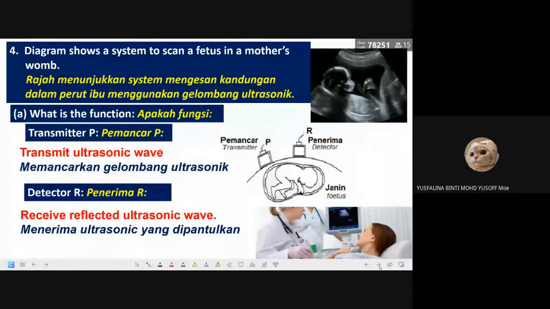Okay, this one is actually to scan a fetus in the mother's womb. So what is the function here? Of course there should be a transmitter and also a detector, same as in the ship. There must be a transmitter to transmit the ultrasonic wave. So it says here, the function of P is to transmit the ultrasonic wave. What is the function of the detector? The R is actually to receive the reflected ultrasonic wave. It's the same as the ship also.